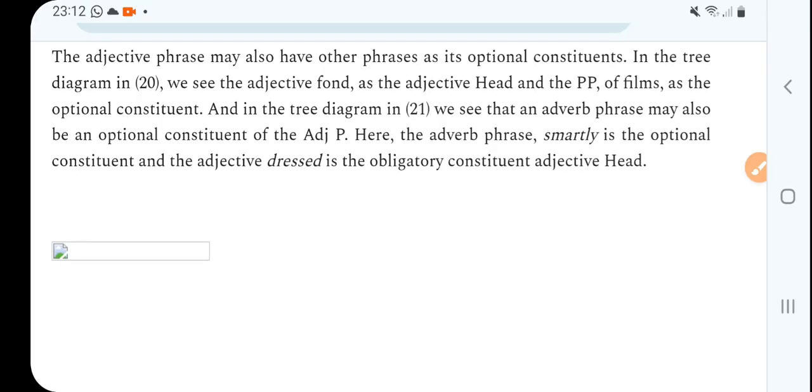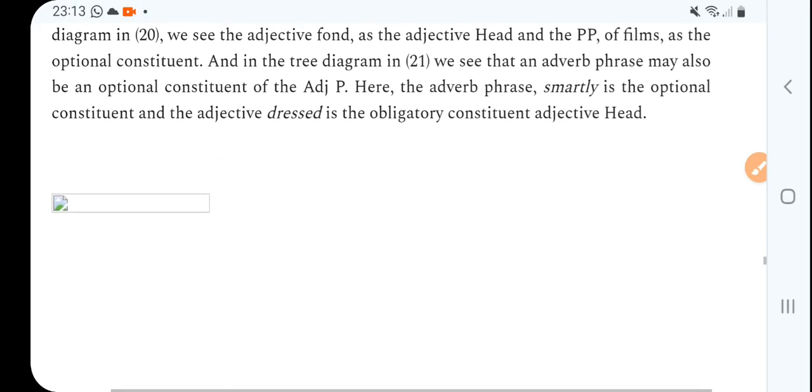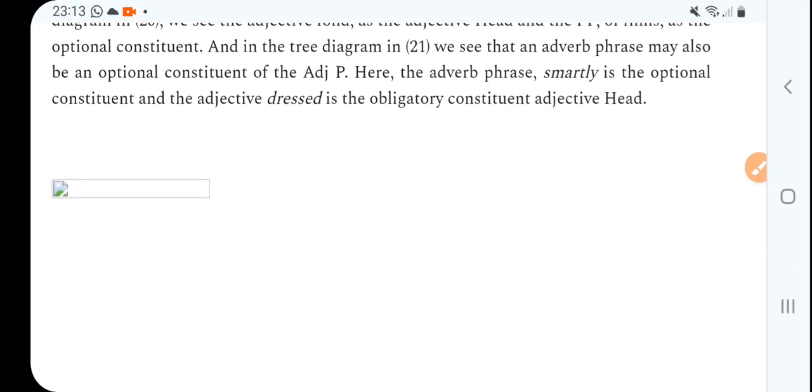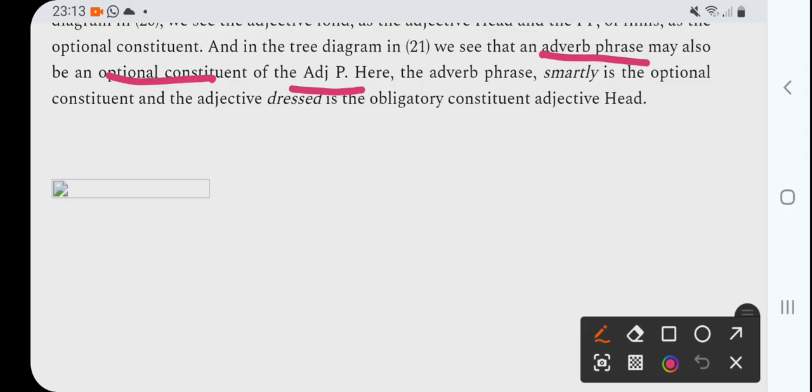And in the tree diagram, which is not given here, we see that an adverb phrase may also be an optional constituent of an adjective phrase. So the adverb phrase is the optional constituent of the adjective phrase. Here the adverb phrase "smartly" is the optional constituent, and the adjective "dressed" is the obligatory one.